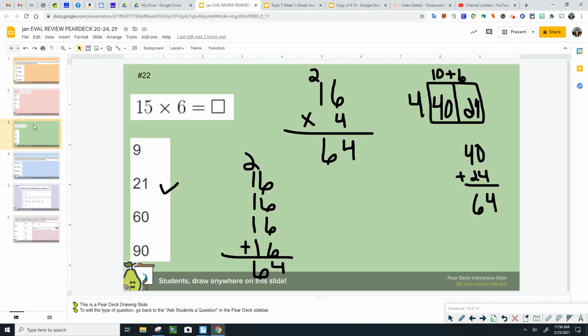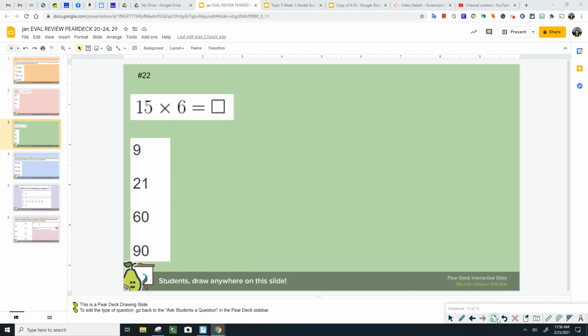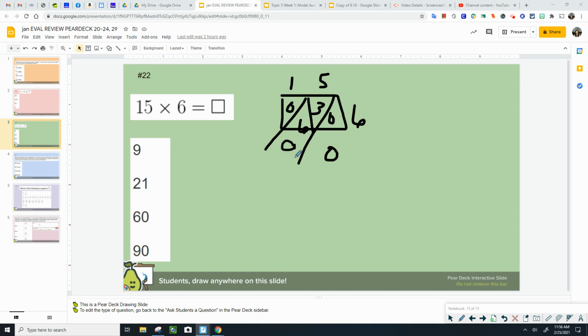All right, number 22. So this is another basic multiplication problem, 15 times 6. Turn it into a lattice box if you want. I didn't show you lattice on the last one. 5 times 6 is 30. 6 times 1 is 6. When I add them up, I'm left with 90. That tells me that's my answer.